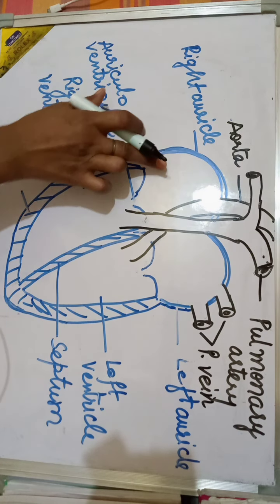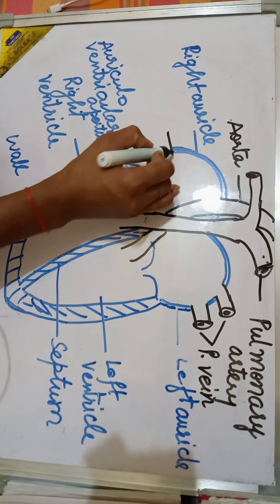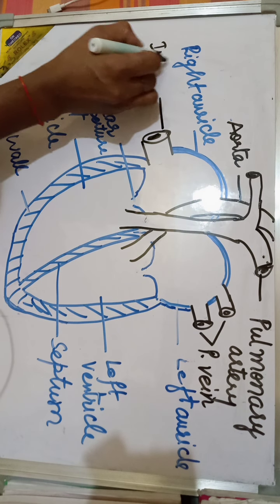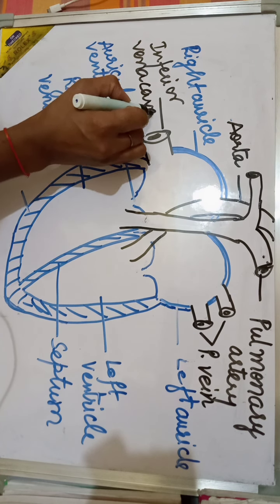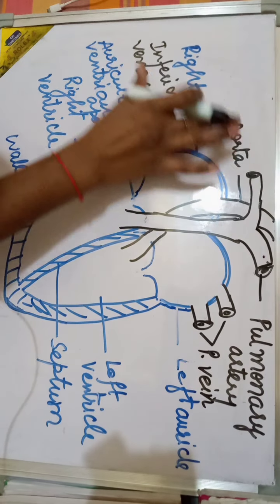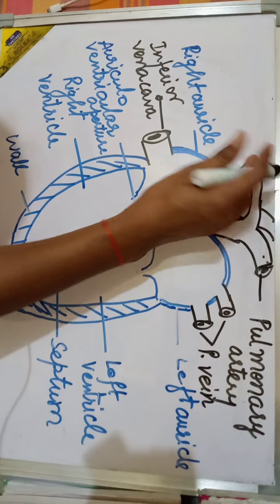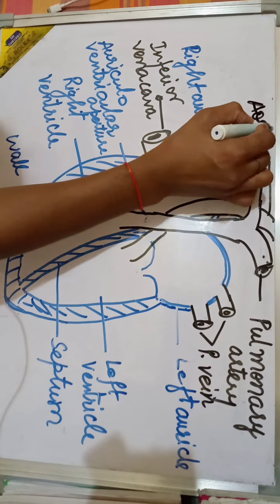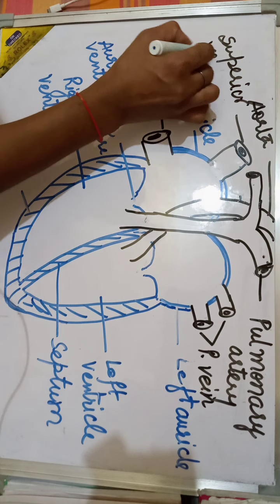In the right auricle, one blood vessel which is bringing blood from lower part of the body, the vena cava, which is known as inferior vena cava. And one blood vessel is known as superior vena cava. So here we can draw superior vena cava, which is bringing blood from upper part of the body. This is aorta and this is superior vena cava.